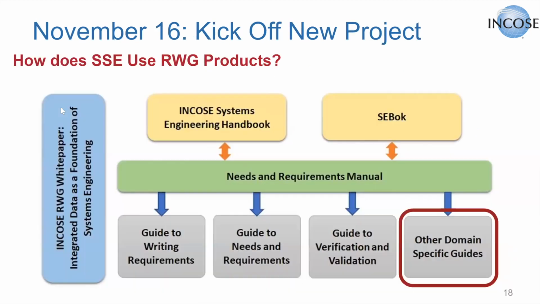Right. So what I want to do is move to the last slide and invite us to continue this discussion in November when we kick off the project that asks, how does the system security engineer use these requirements working group products: the needs and requirements manual, the guide to writing requirements, the guide to needs and requirements, and the guide to verification and validation. Anyone have any parting thoughts before we end the meeting?